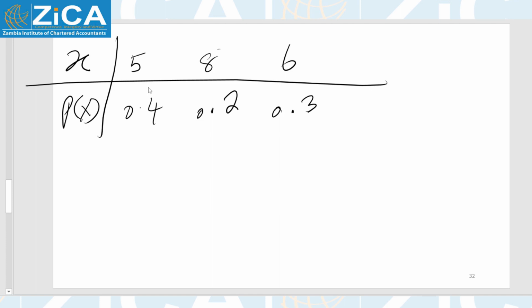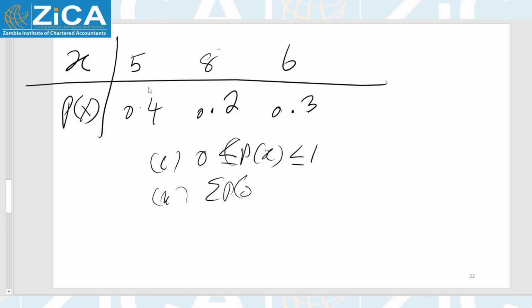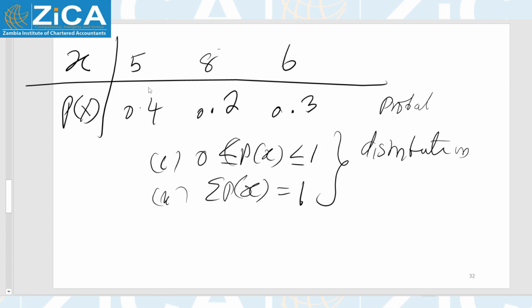The first thing is, this is a probability distribution, simply because, 1, the probability of x is less than or equal to 1, but greater than or equal to what? To 0. 2, if you sum up the probability of x, this will give us the number 1. So what we have is a probability distribution.